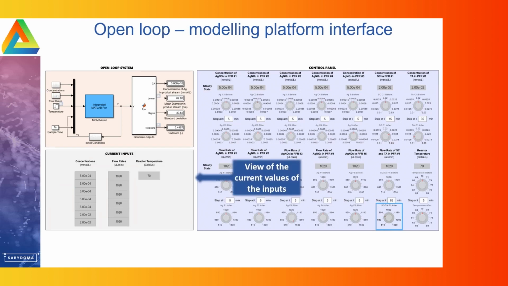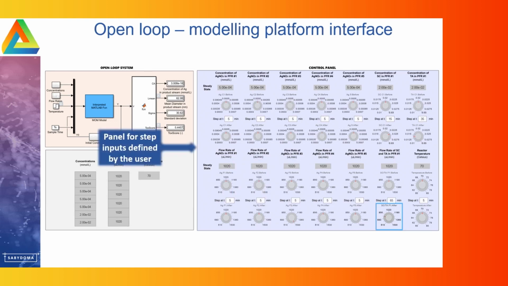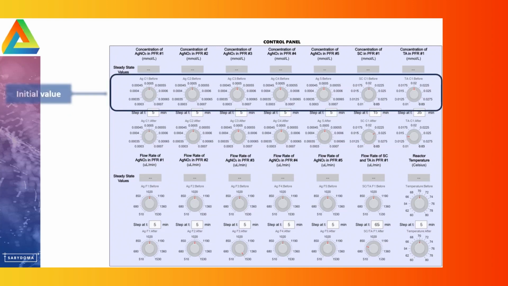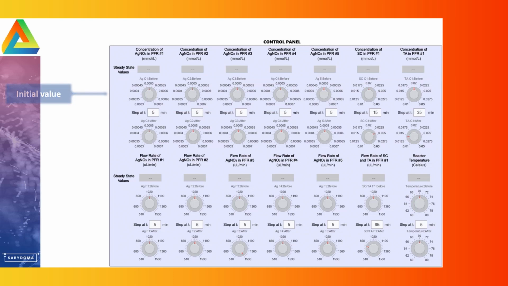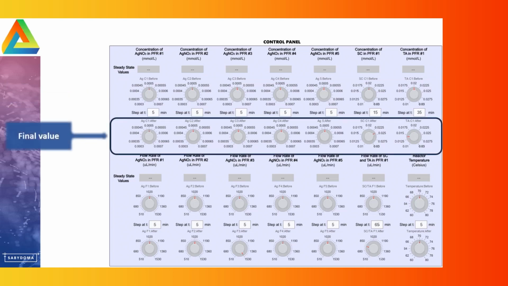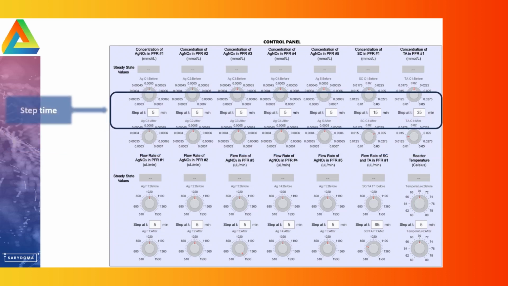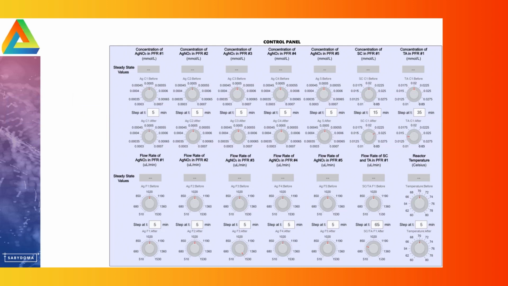The user has the possibility to view all the current flows of the inputs. And the main part of the platform is a control panel in which the user defines several changes to the process and tests the output. In this first part, the user can introduce changes to the input concentrations. The first line is for the initial value of the concentrations. The next line is the final value of the concentrations. And the middle line is where we define the time where this step change takes place. The same happens for the flow rates.